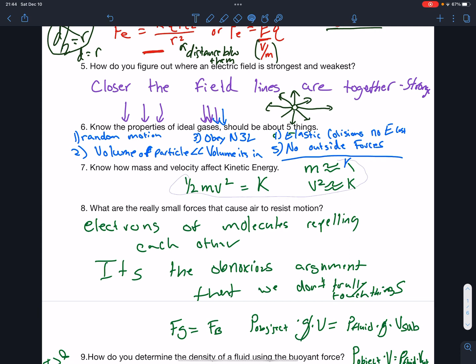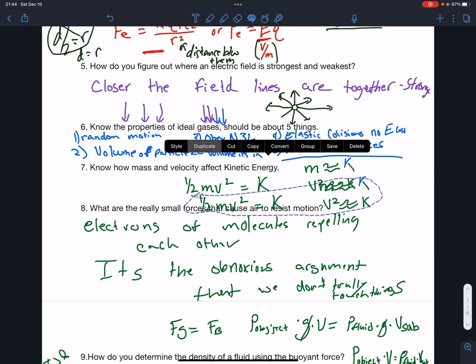All right. How do mass and velocity both affect kinetic energy? We talked about this a little bit earlier.